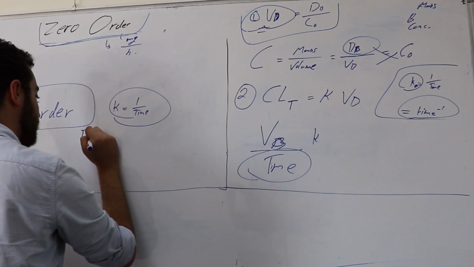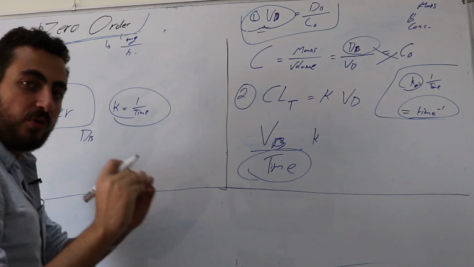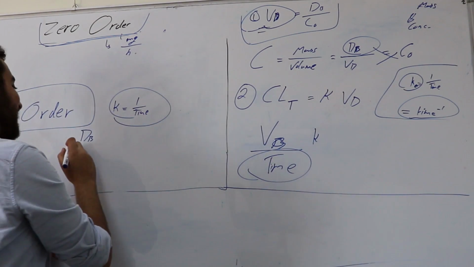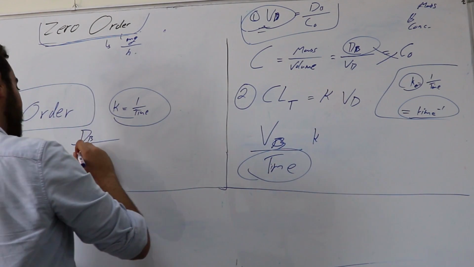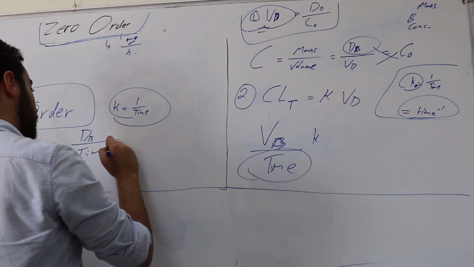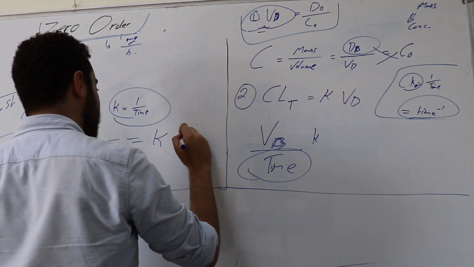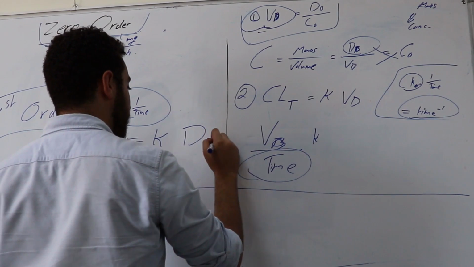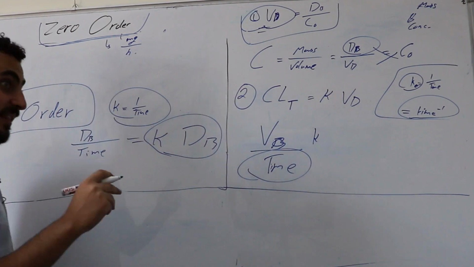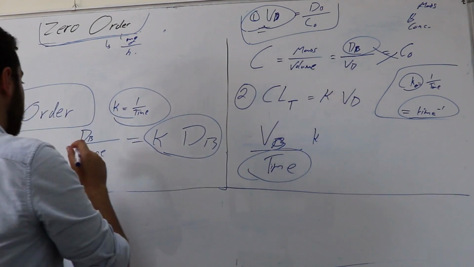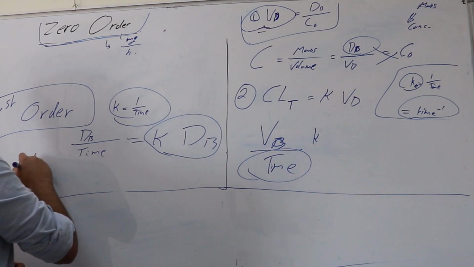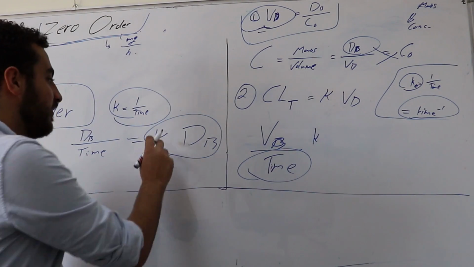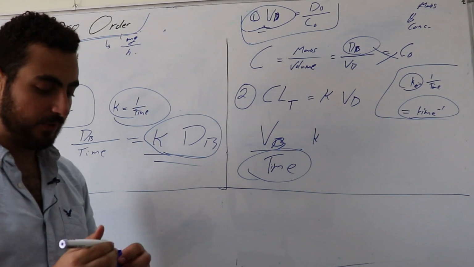The dosage eliminated, the amount eliminated per given time, is equal to K multiplied by the dose. And this is important because if you wanted to know the rate at which a drug is eliminated, you could calculate it with this very simple equation.